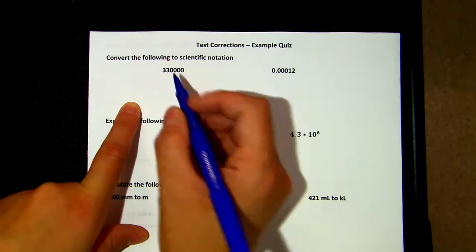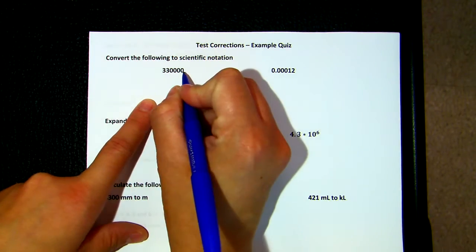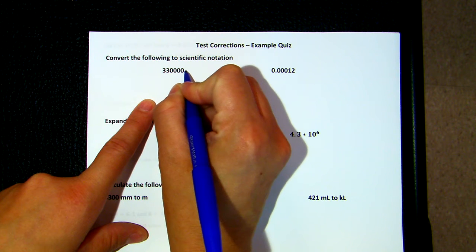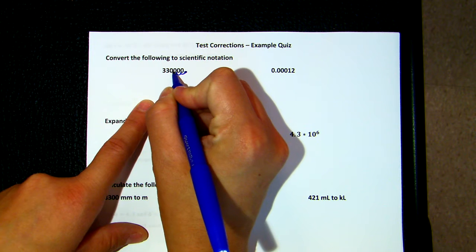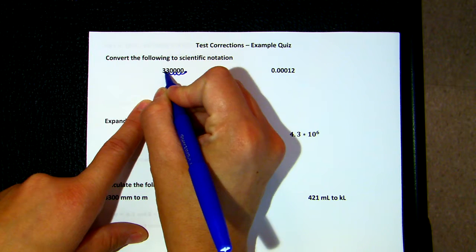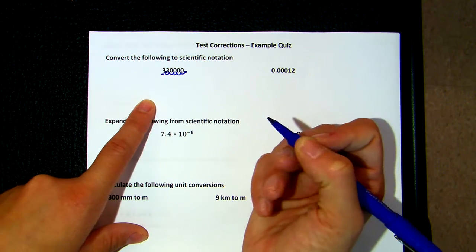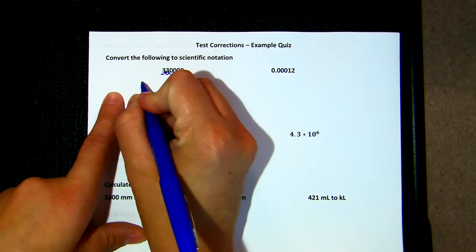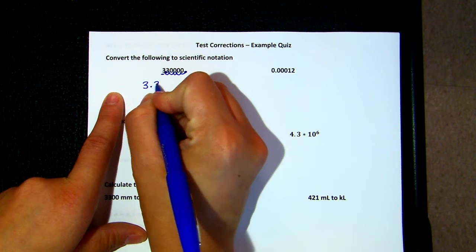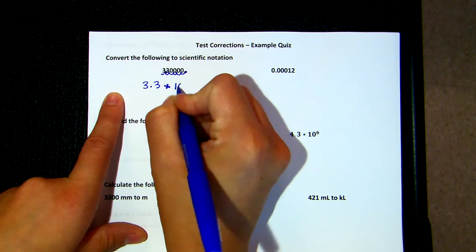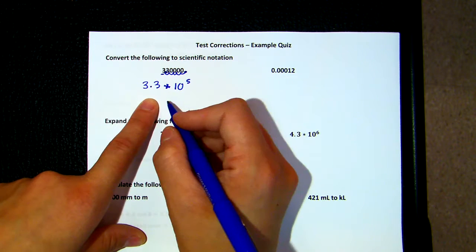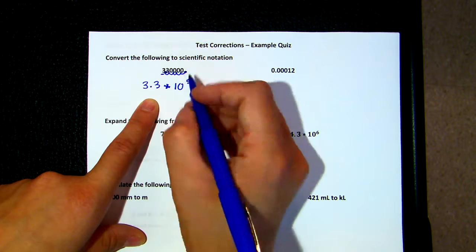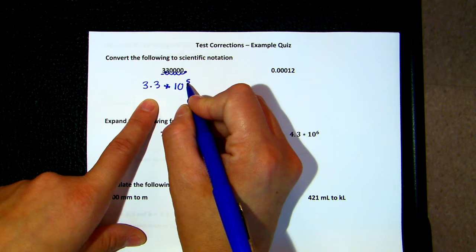Okay, so on this first one, it says convert the following to scientific notation. I see that this is a really, really big number, so I know my decimal point is on the right. And I'm going to move that decimal point 1, 2, 3, 4, 5 spaces until there's just one number to the left of that decimal point. So I'm going to write this as 3.3 times 10 to the 5th, because that 5 is how many spaces I moved my decimal point.